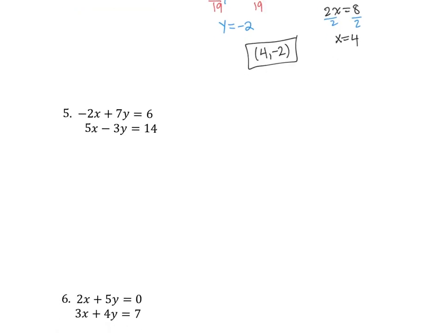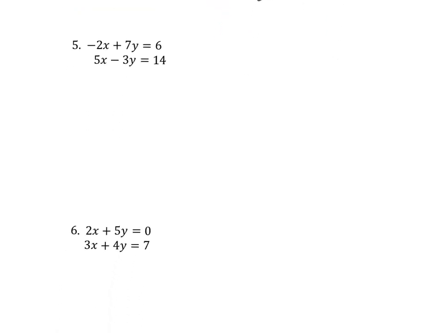Okay, let's try number 5. Number 5, negative 2x plus 7y equals 6. 5x minus 3y equals 14. Okay, let's see. The x's are lined up, the y's are lined up, but they don't cancel, which is not good. If I could times 2 by something to get 5, it would be great. If I could times 3 by something to get 7, it would be great, but those don't come out nicely either. So I'm going to have to use both equations.